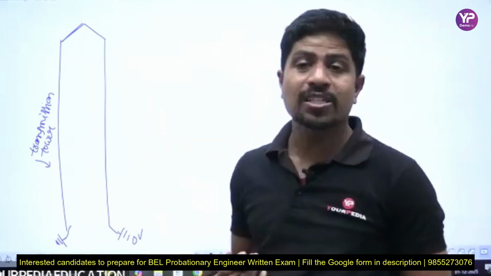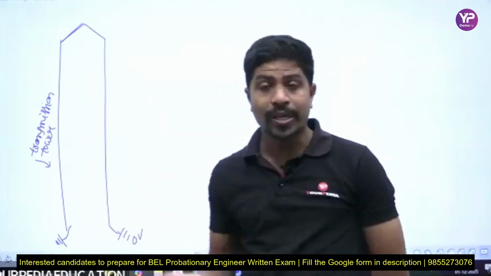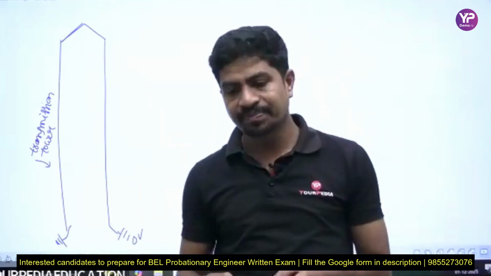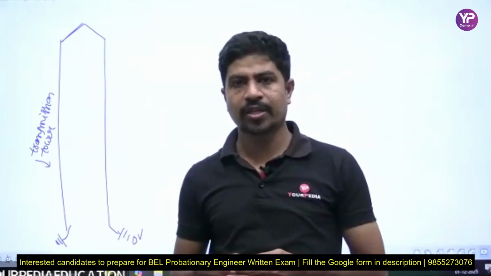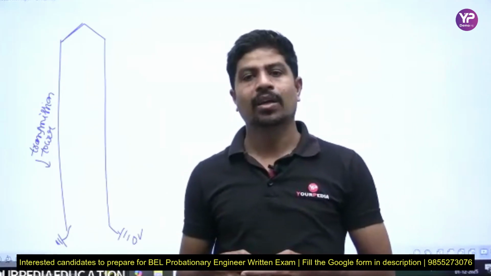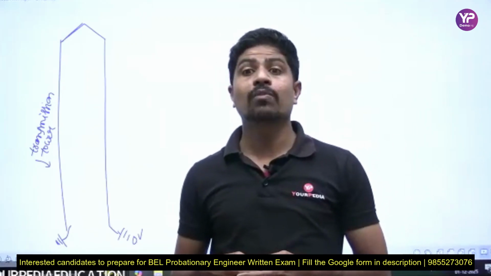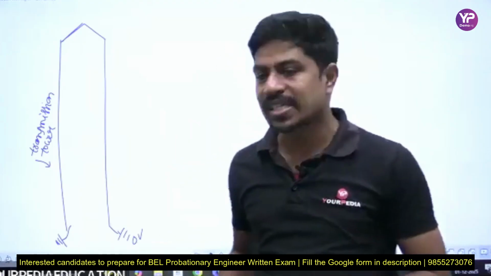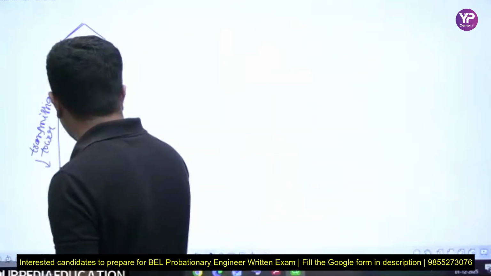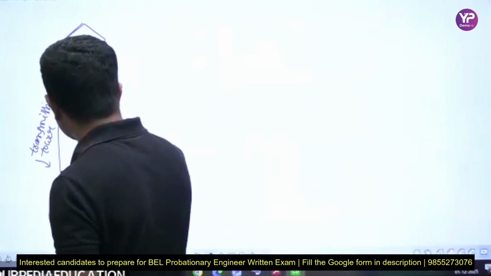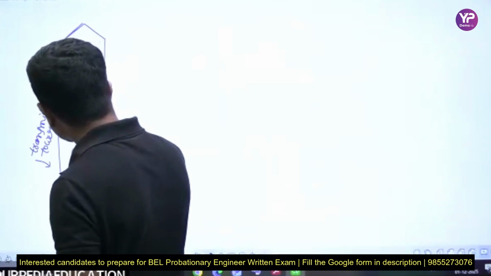If you make the transmission tower with iron, after a few days it will disappear. Why? Because iron is subject to corrosion. You know what corrosion is, right? Corrosion or rusting. That's why we have to make it with steel, that too galvanized steel. It is made up of the material galvanized steel.